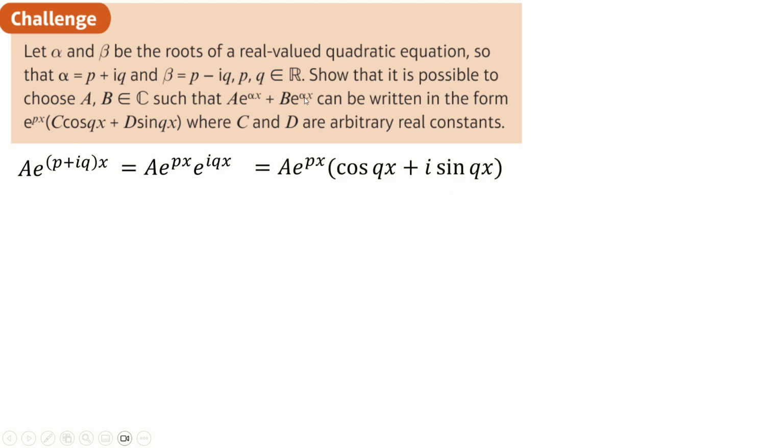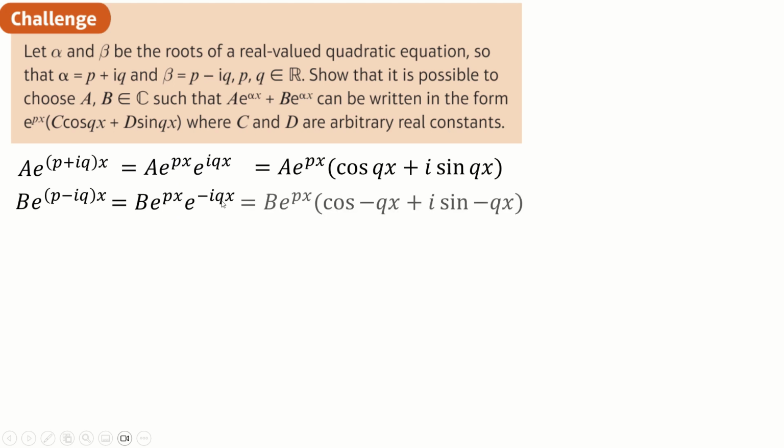Now, like I said, this should be a beta, so let's just pretend that it is. p minus iq can go in there, and then expand out the x and break it down again, like I did before. And then this can be written as cos minus qx plus i sine minus qx. Now, cos is even, so the minus qx is nothing. Sine is odd, so this minus can be moved out to the front like this, and we can get this here. So that's all good to go.